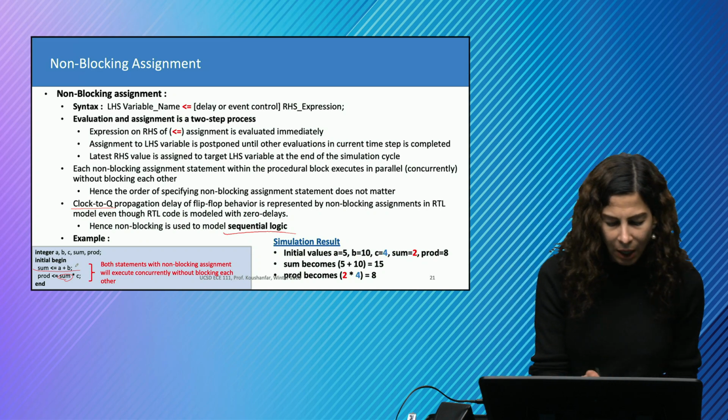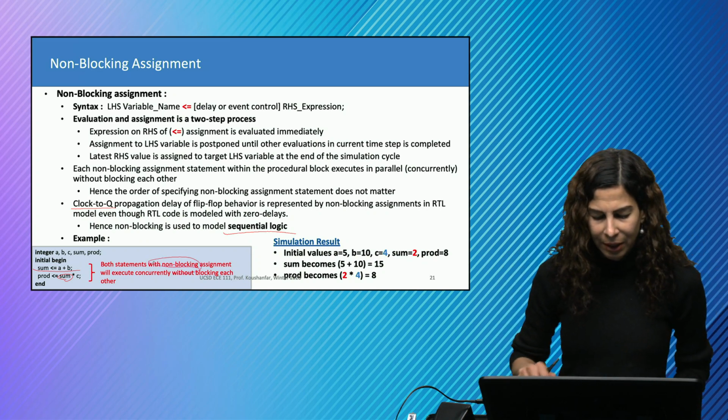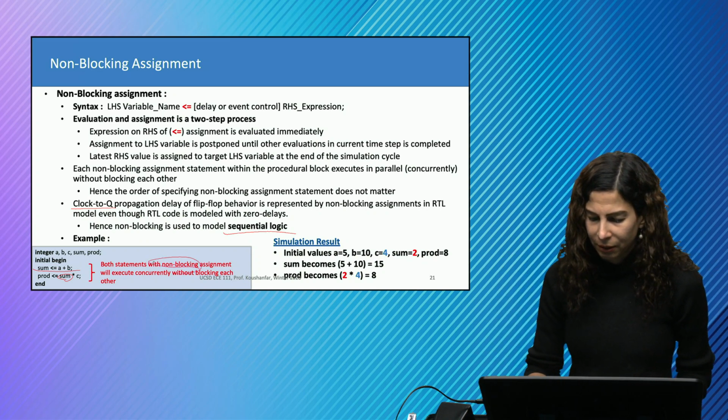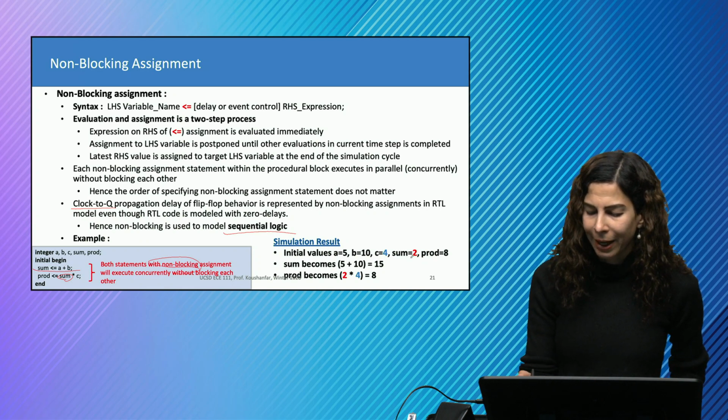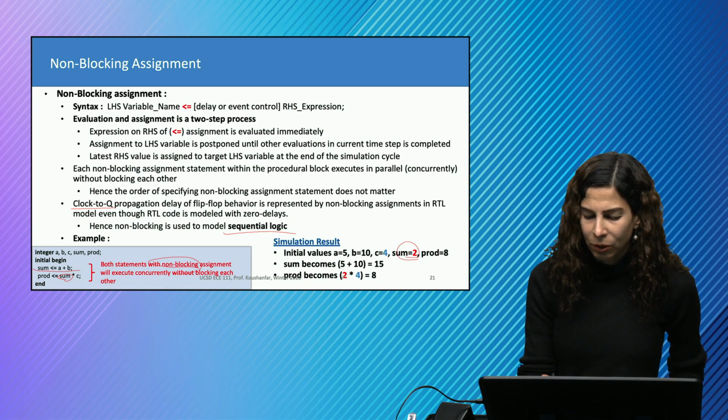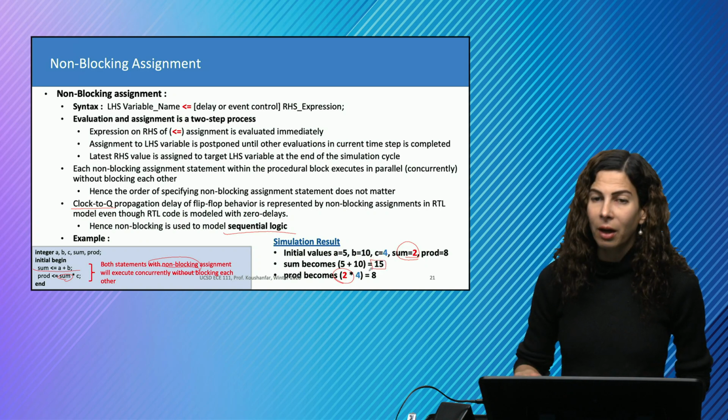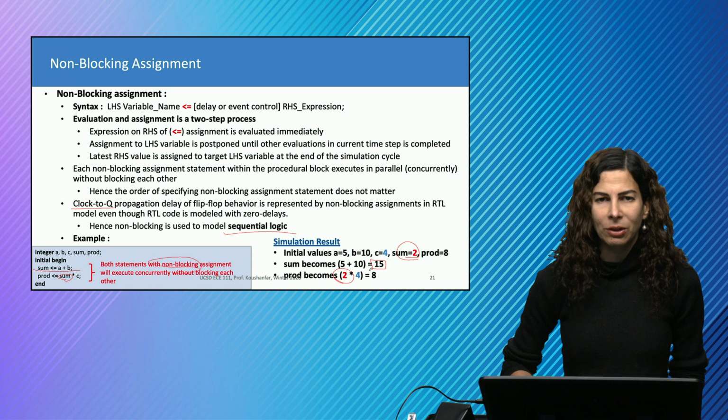Because this is a non-blocking assignment and they execute concurrently, if we have the previous values, the sum was 2, this is going to use the value 2 and not the value 15 like we saw in the blocking assignment we just saw earlier.